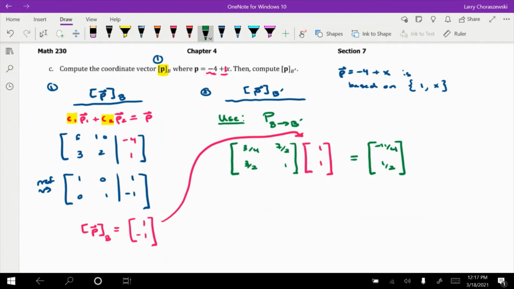Okay, so rather than going through the trouble of forming a linear combination and so on and so forth, we can just do this matrix multiplication, and it can sometimes be a lot faster. So the coordinate vector of p relative to the new basis B prime would be the product of those two matrices.